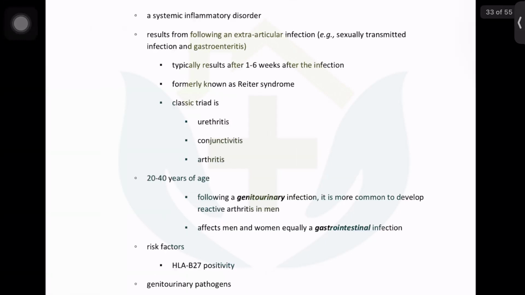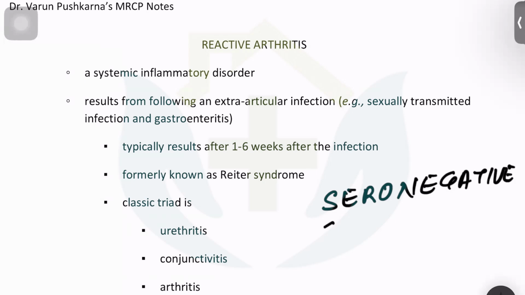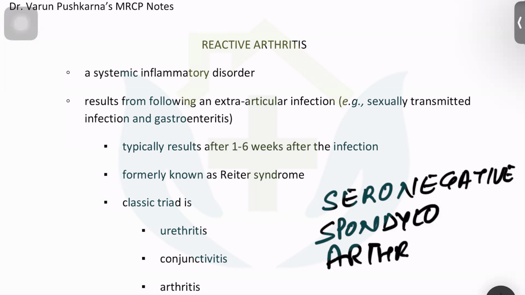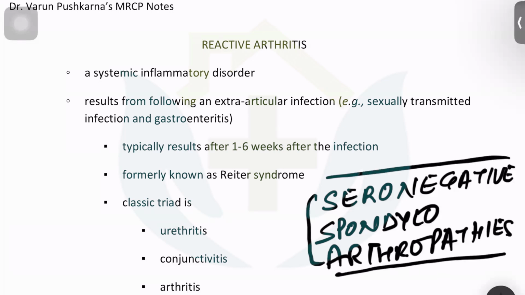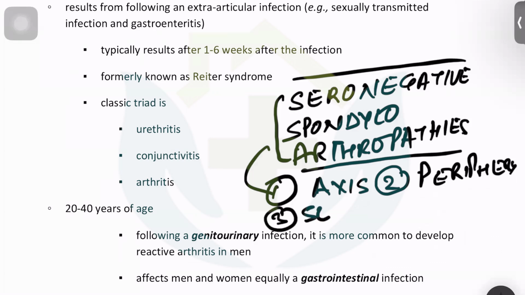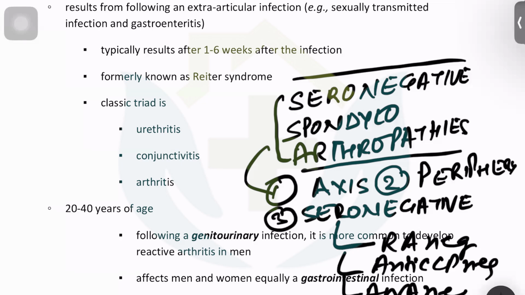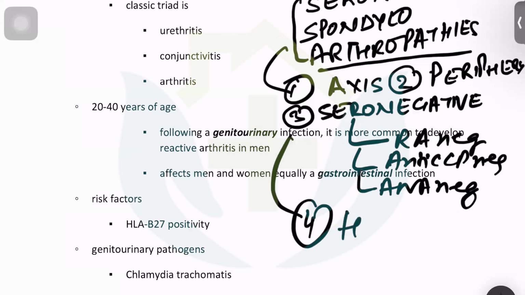So remember, there are conditions known as seronegative spondyloarthropathies. What do they have in common? Number one, they involve the axis of the body. Number two, they involve the peripheries of the body. Number three, they are seronegative. That means they are RA negative, they are anti-CCP negative, they are ANA negative. So what are they positive? HLA-B27.